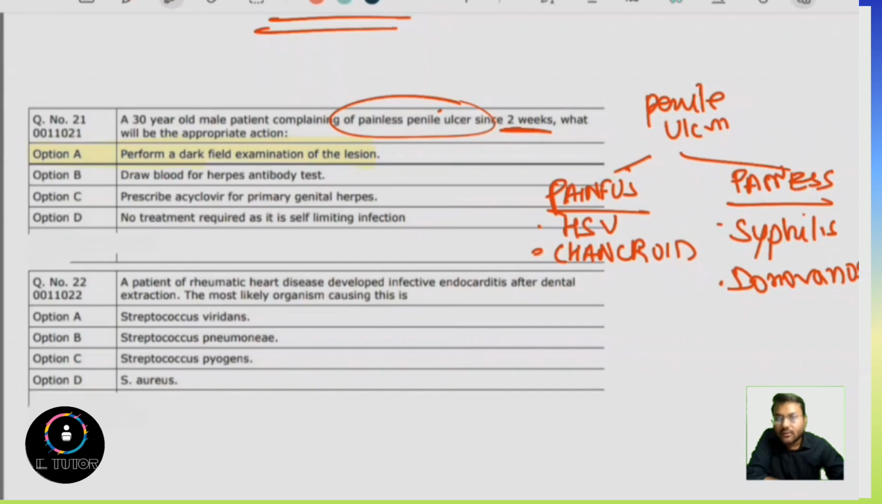No treatment required as it is self-limiting infection. No, this is also not true. If it is syphilis, then we have to take proper treatment. So the answer here will be, firstly we have to find whether it is syphilis or donovanosis, and we will perform a dark field examination for that. So the answer will be option number A.